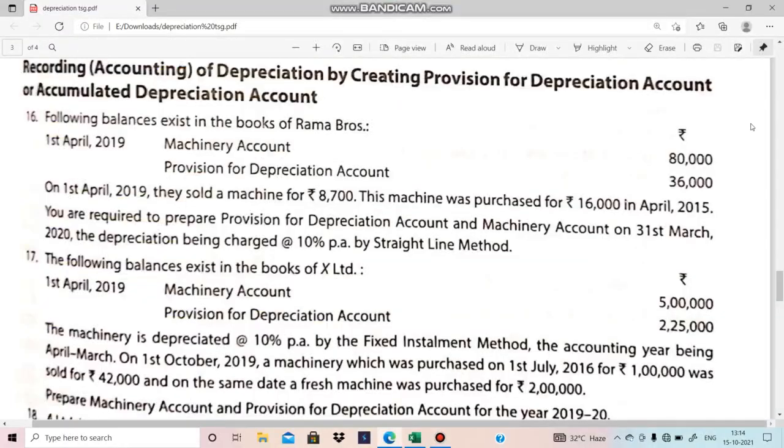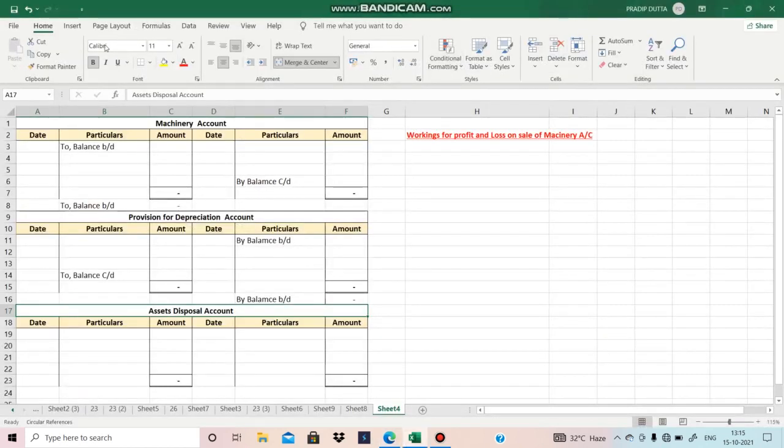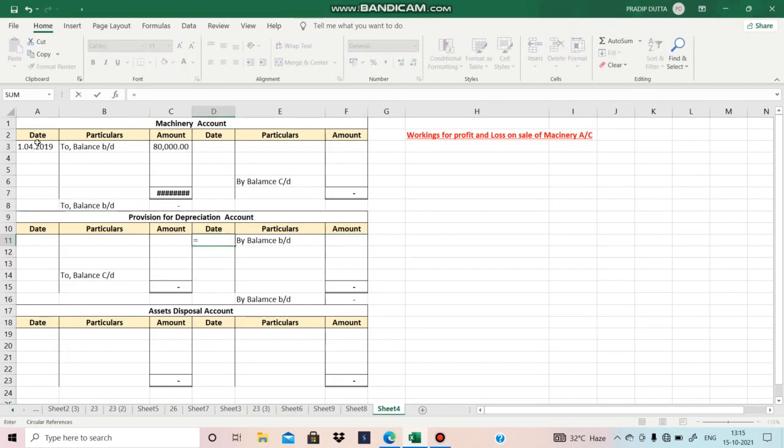In this question, number 16 of the T.S. Grewal sum, on 1st April 2019 the machinery account stood at 80,000 and the provision for depreciation account already stood at 36,000 at the beginning of the year 2019. So first we put them in as balancing figures for 2019. The opening balance is 80,000 here, and the opening balance is 36,000 here.